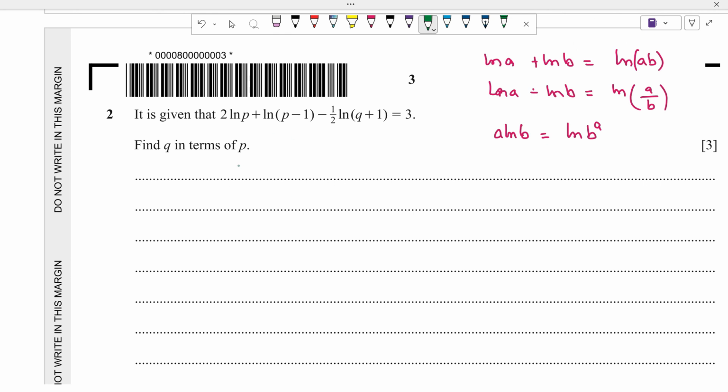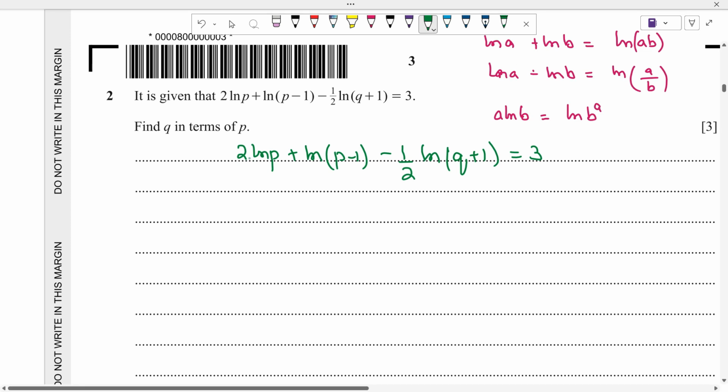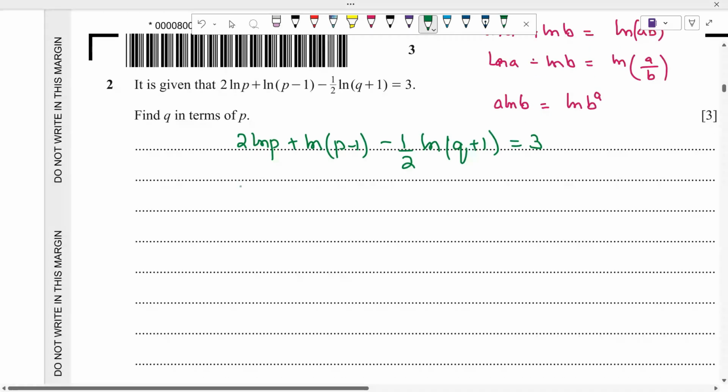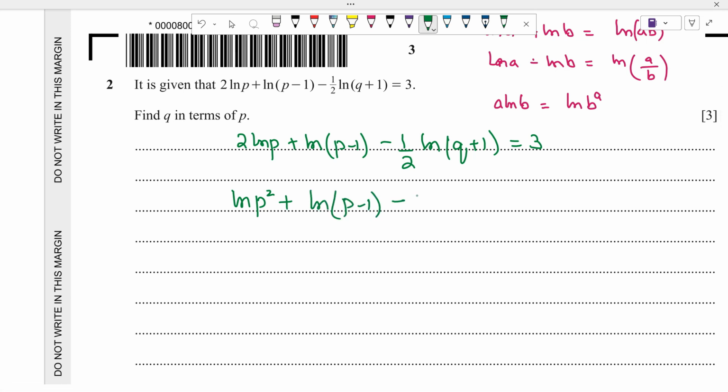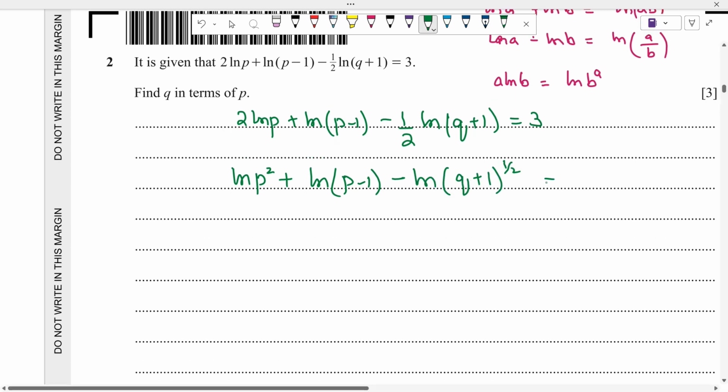So we have the question which says that 2 ln p plus ln(p minus 1) minus 1/2 ln(q plus 1) equals 3. The first term can be solved using the power rule, so we have ln p squared plus ln(p minus 1), and the third term can be written as minus ln (q plus 1) to the power of 1/2, which is equal to 3.